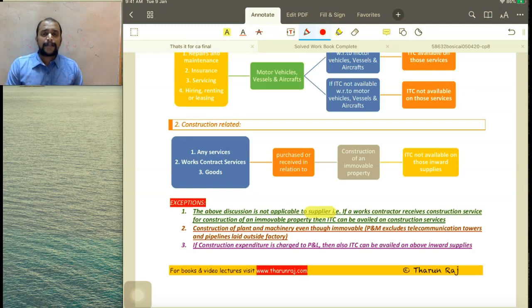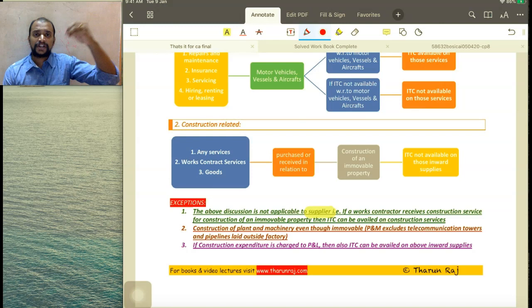If there is a person who is engaged in construction of an immobile property. I am a person, I wanted an immobile property to be constructed. Now, if I receive any service in relation to construction of that immobile property, see, I am not doing construction, I want an immobile property. So, what I will do, I will receive some service in relation to construction of immobile property. What service in relation to construction of immobile property? Any service. That could be construction service, interior decoration services, or any service in relation to construction of immobile property. I cannot take ITC. Even if it is works contract service, I cannot take ITC.